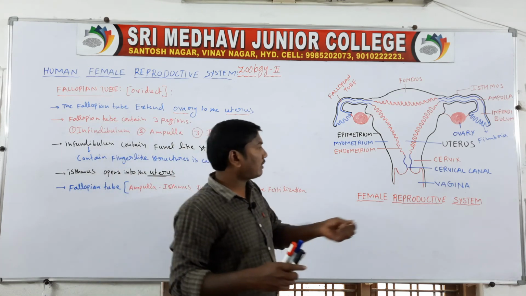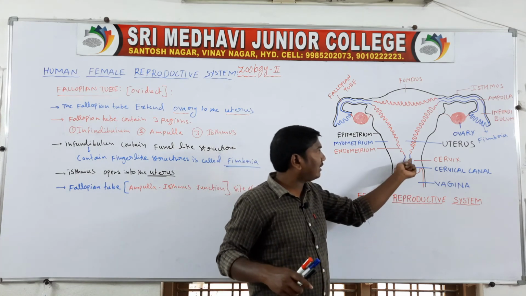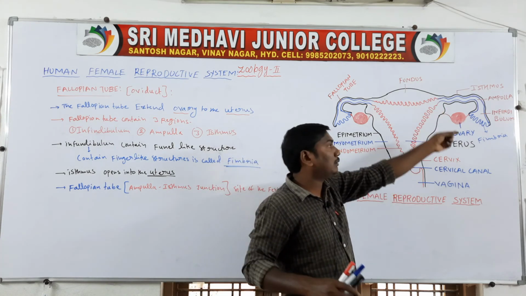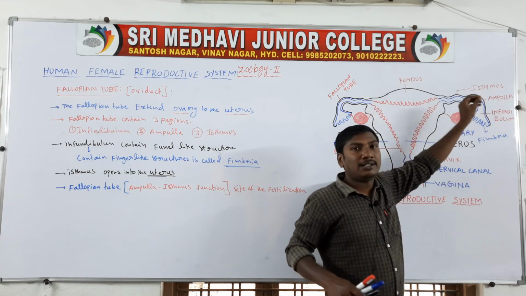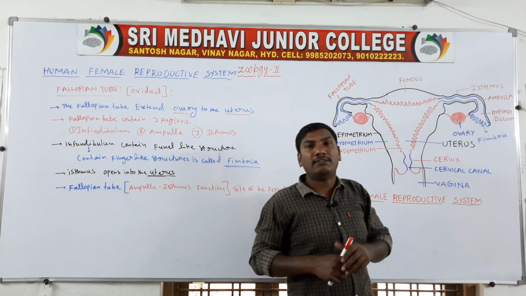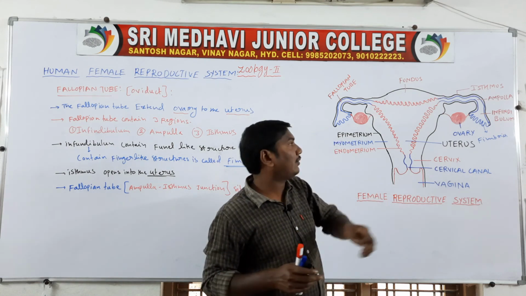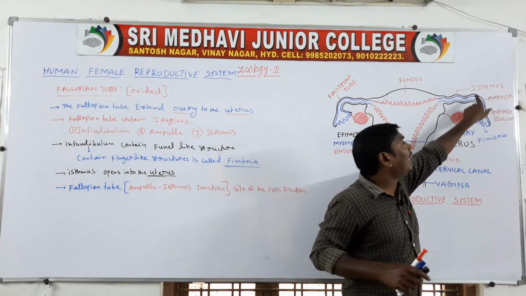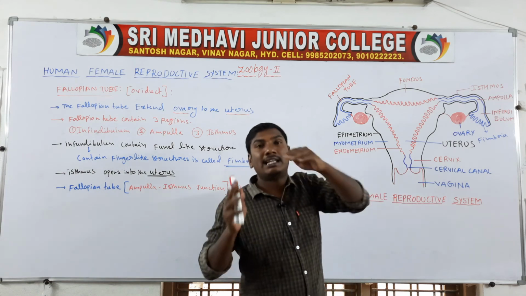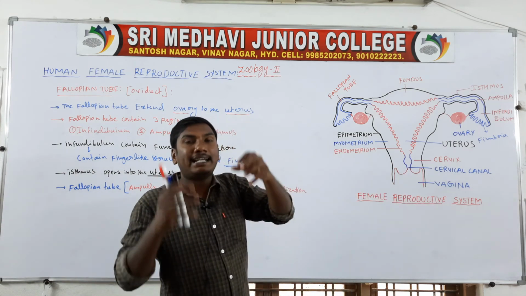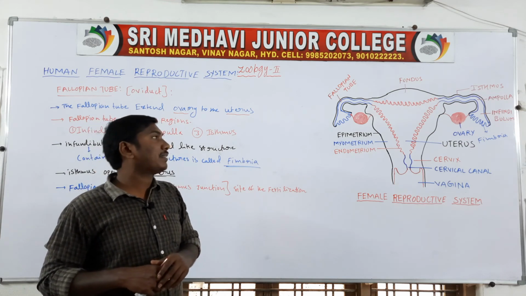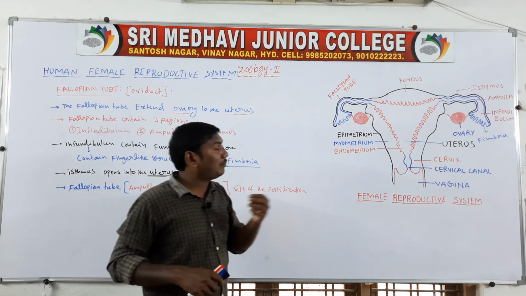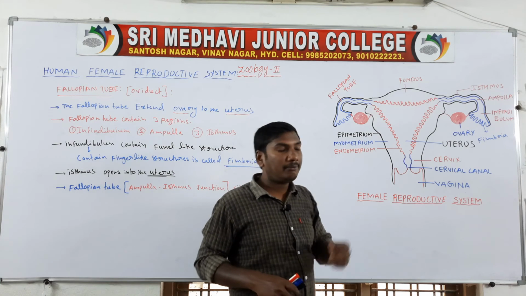So the sperms come from the vagina to cervix, cervix to uterus, uterus to fallopian tube. The ovary releases the egg, and the sperm fuses with the ovum, forming the zygote. This occurs at the ampulla isthmus junction. The ampulla isthmus junction is the site of the fertilization.